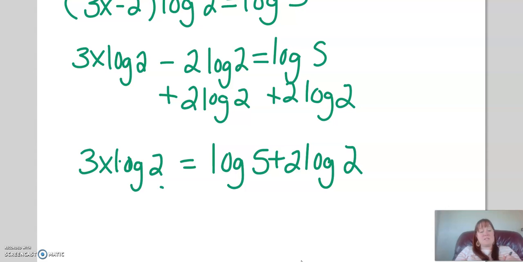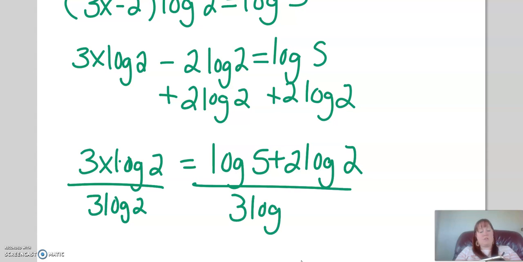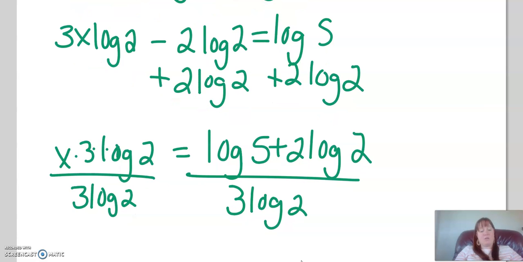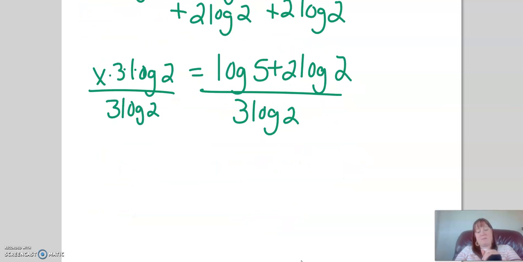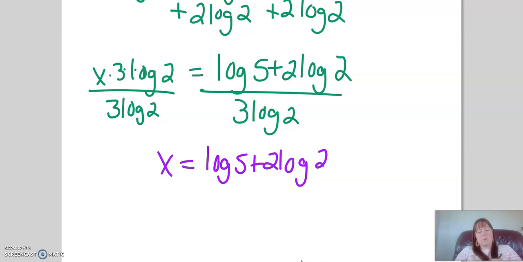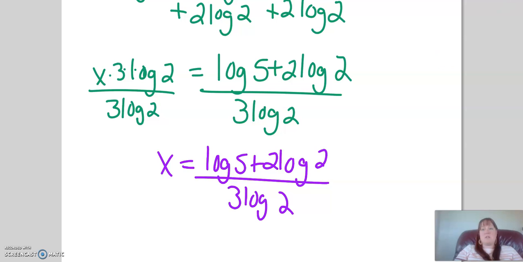Now we want to get x by itself, so we got to divide both sides by 3 log 2. Because do you see that this is just 3 times x times log of 2? So I could rewrite it as x times 3 times log of 2. And to get x by itself, I could just divide by 3 log 2. Okay, so I'm here now. And so I get my final answer that x equals log of 5 plus 2 log 2 divided by 3 log 2. Now we need to put this into a calculator, so let's do that.